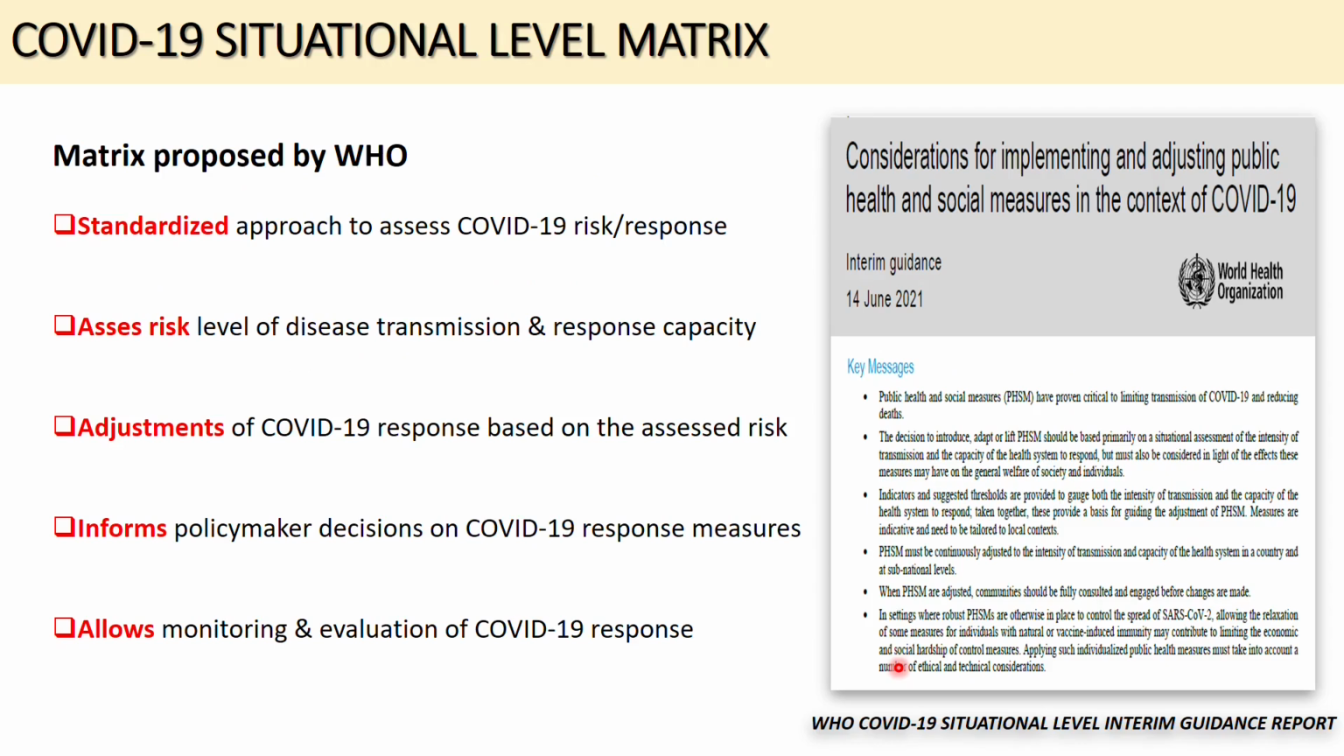Now, the COVID-19 situational metrics was a matrix that was developed based on the guidance report by the World Health Organization titled Considerations for Implementing and Adjusting Public Health and Social Measures in the Context of COVID-19. Through this report, it is suggested that the COVID-19 situational matrix should be developed by each country, wherein this matrix is a dynamic matrix that holds several important values in gauging and managing the COVID situation.